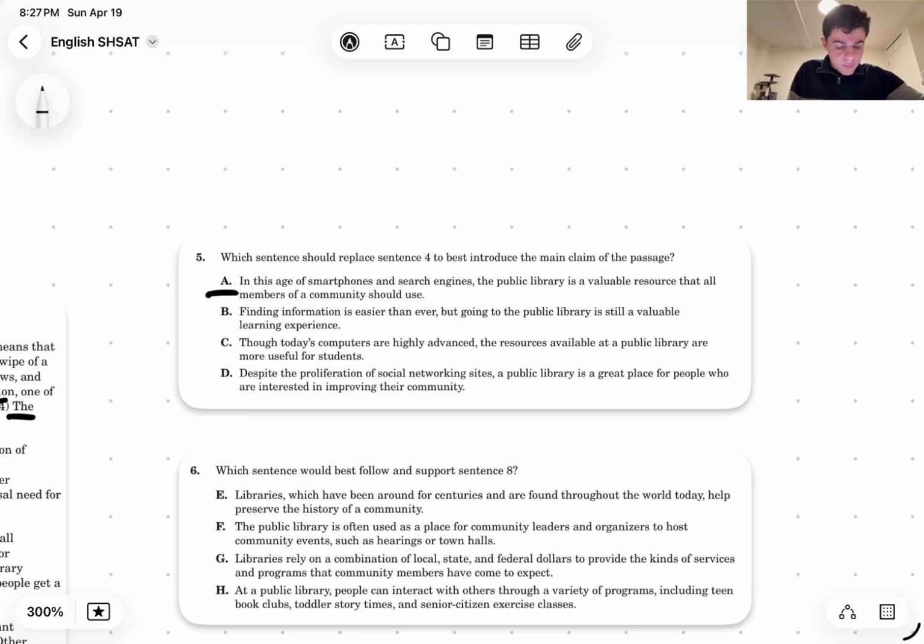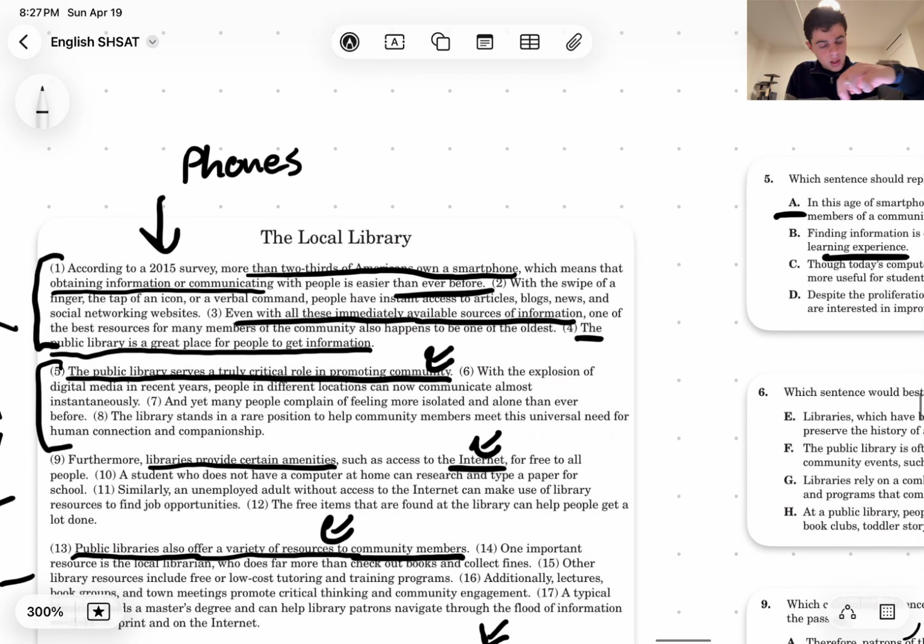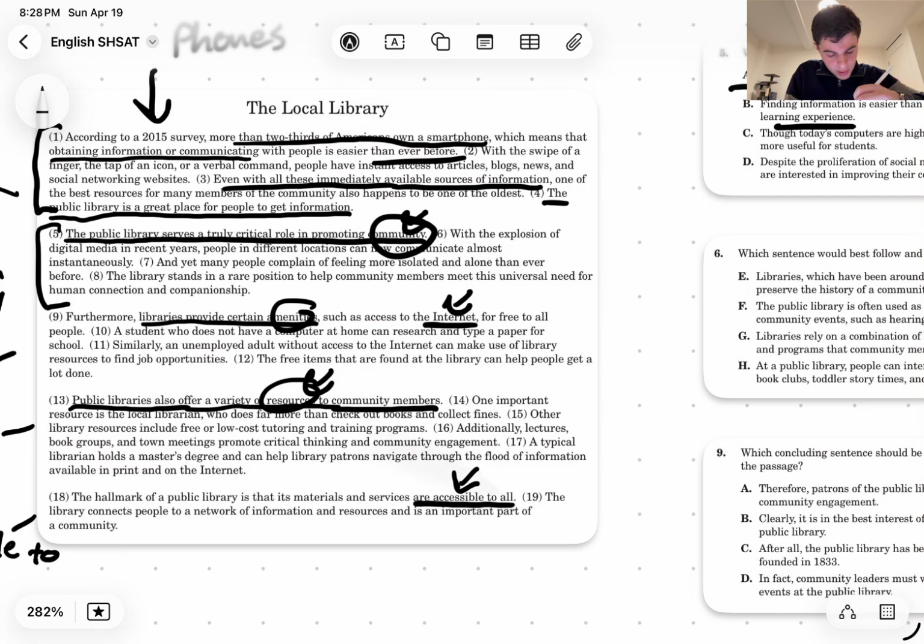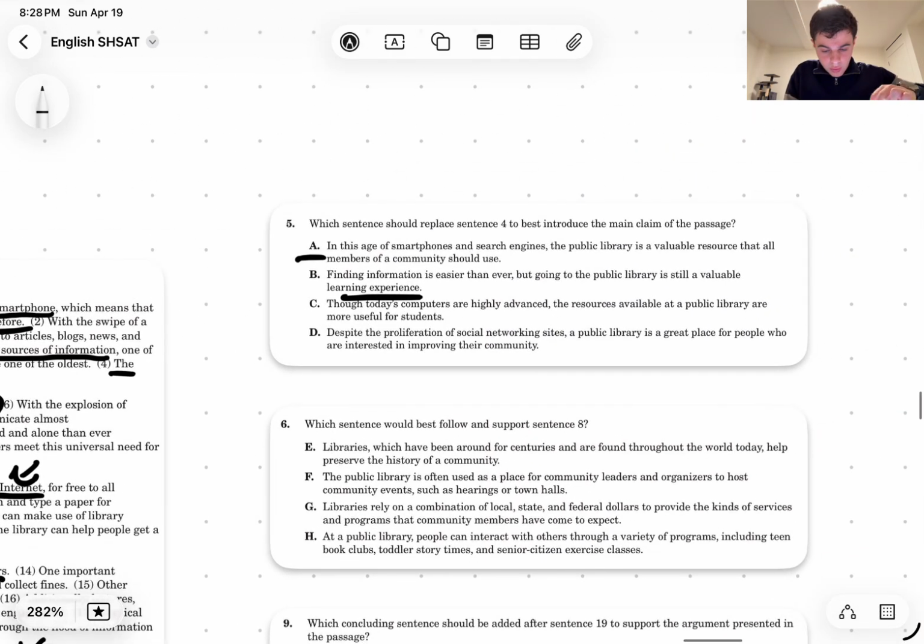B, finding information is easier than ever, but going to the public library is still a valuable learning experience. Well, it's not only a learning experience, right? It doesn't only provide learning, it also provides community, amenities, and resources, right? It provides accessibility. So B doesn't really cover everything. C, though today's computers are highly advanced, the resources available at the public library are more useful for students.